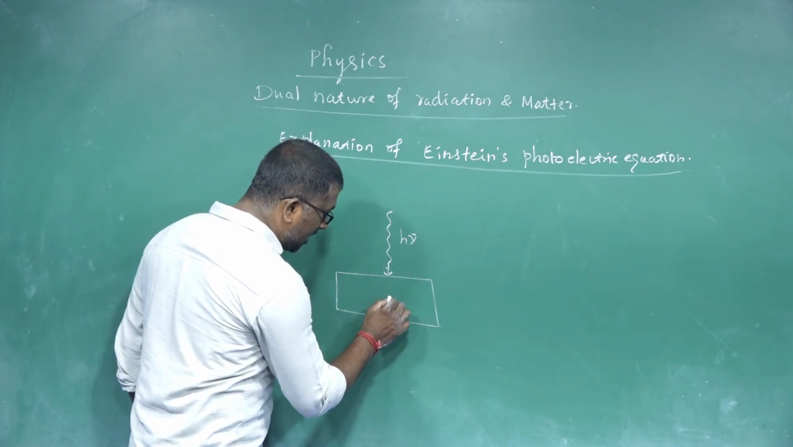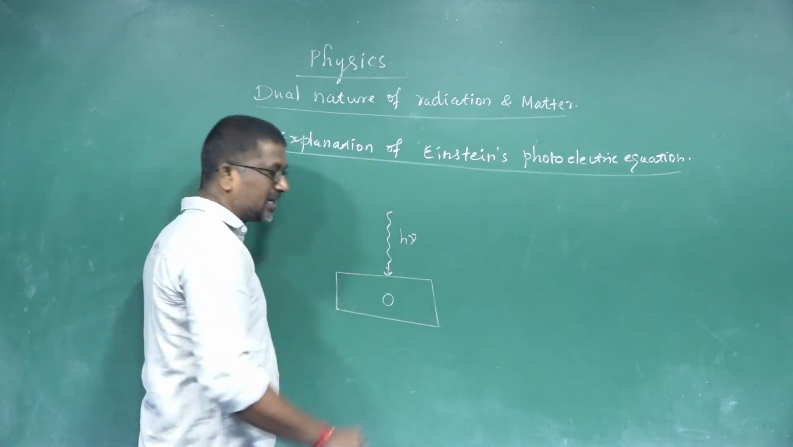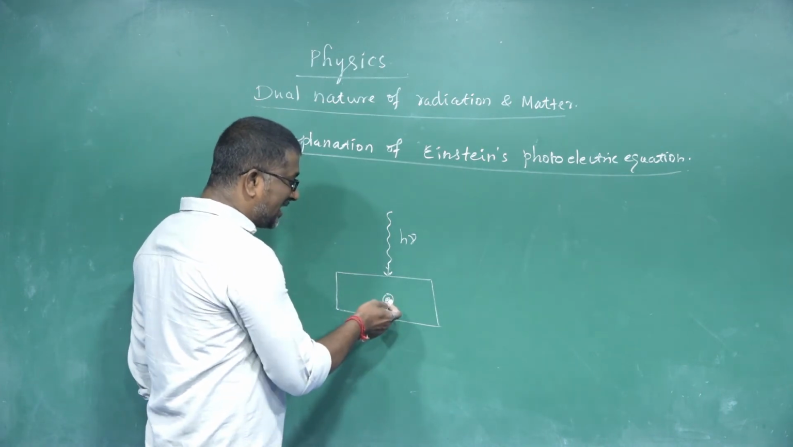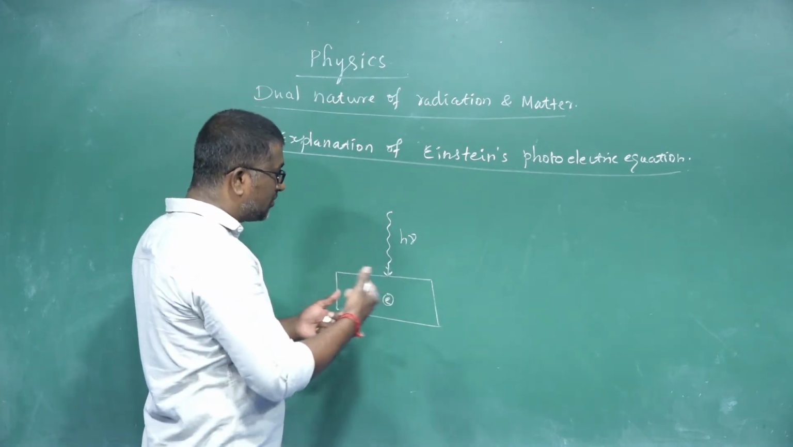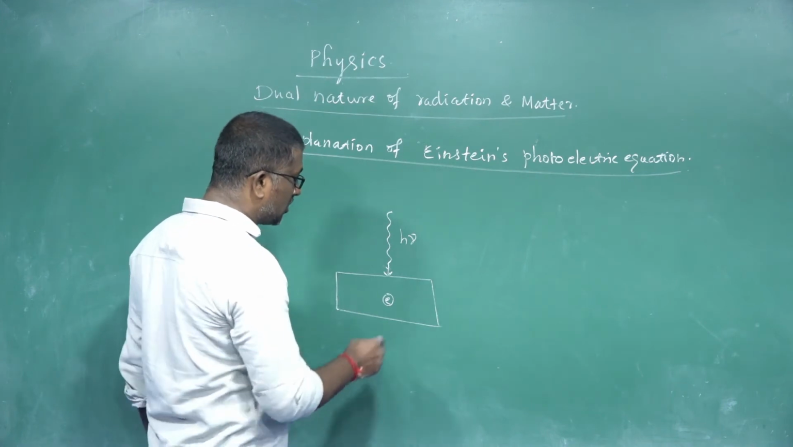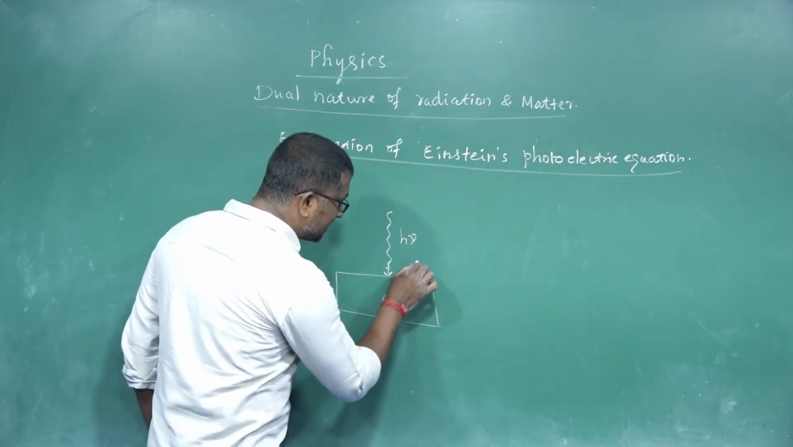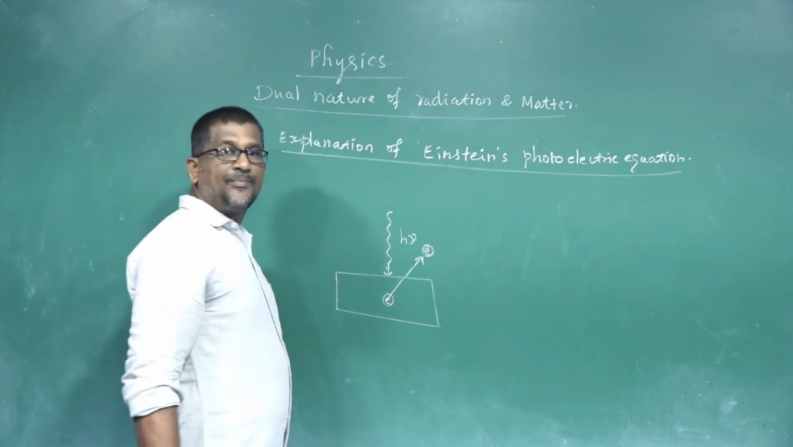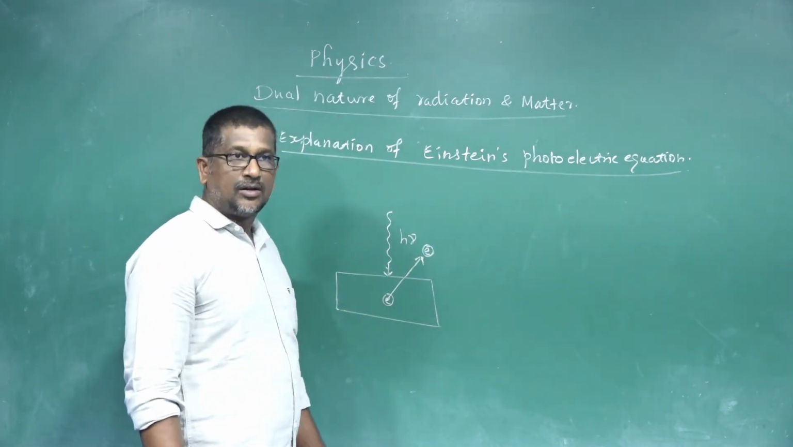It is completely absorbed by the electron in the metal. So whenever the electron absorbs the energy from the incident photon, then the electron comes out, or is ejected, from the metal. The electron is ejected from the metal.